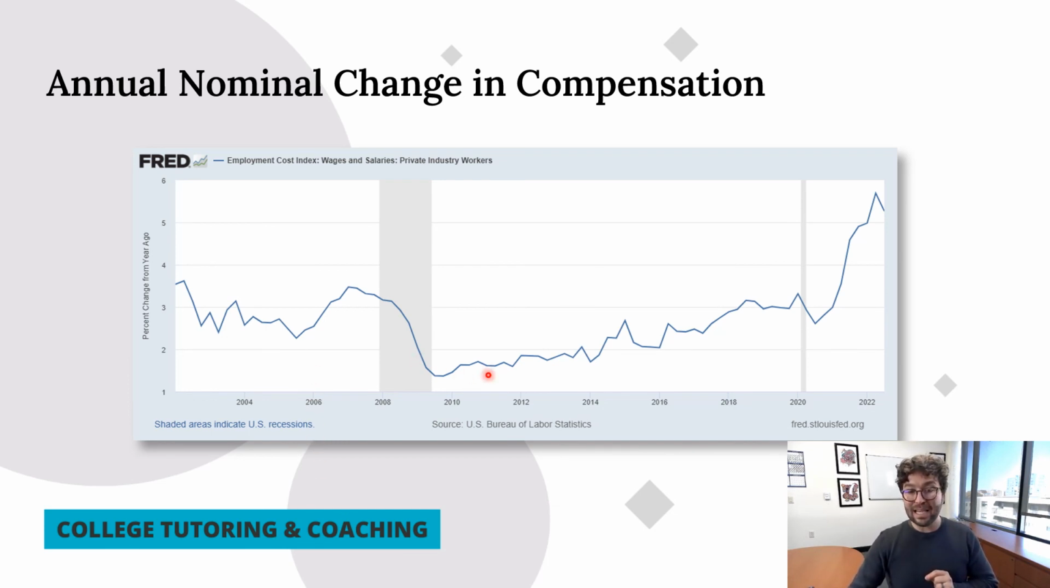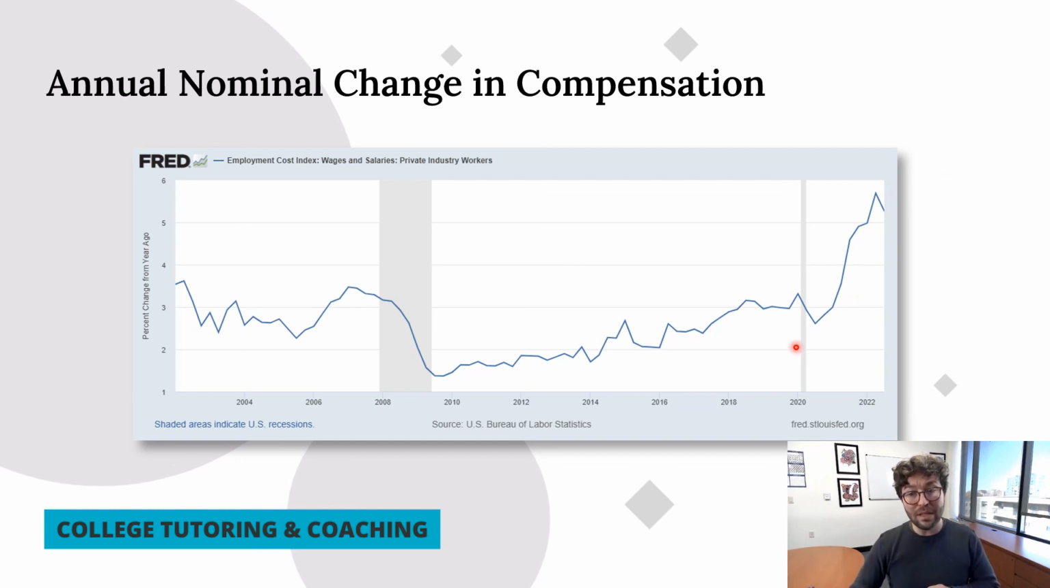Well, we can see that there was a steady increase, this is year over year, from the financial crisis until the COVID-19 outbreak. However, since COVID, we've seen a huge spike in the year-over-year change, topping out at almost a 6% annual change in the compensation. Now, this is the nominal change, which is the number that you would see on your paycheck, not adjusted for inflation or anything like that.